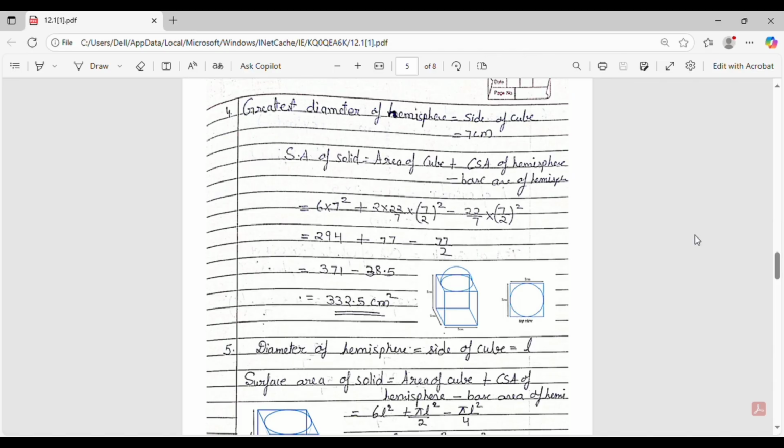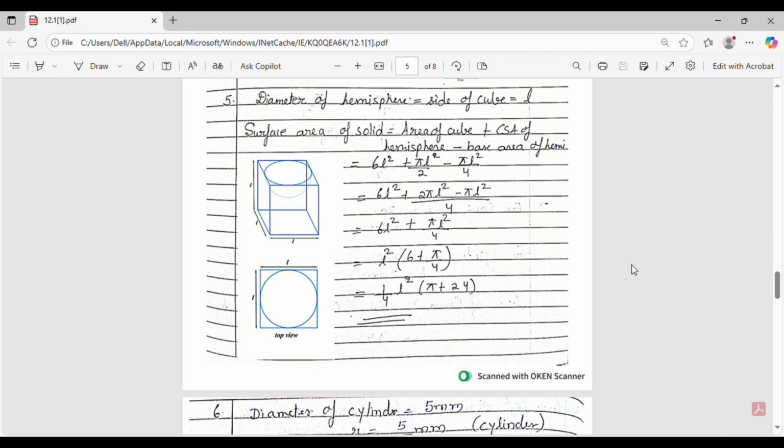Surface area of the solid would be area of cube plus CSA of hemisphere minus base of hemisphere. So for this we will put all the values of the edge of the cube and the radius of the hemisphere, and we will apply the formula 6 × (side)² plus 2πr² minus πr², and after solving, we will get 332.5 centimeter square.